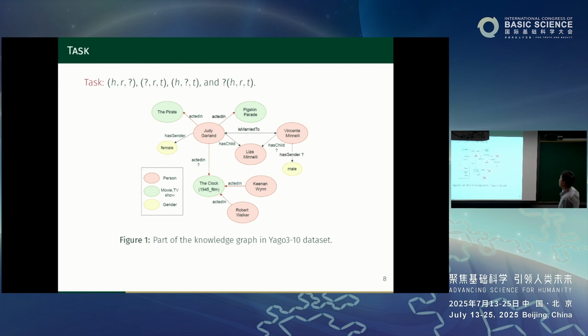Okay, here I give another example. Based on the solid line arrows, you want to infer the dotted arrows. Is it true or not? Or what's the relation between them? Okay, it is taken from the YAGO3 dataset.